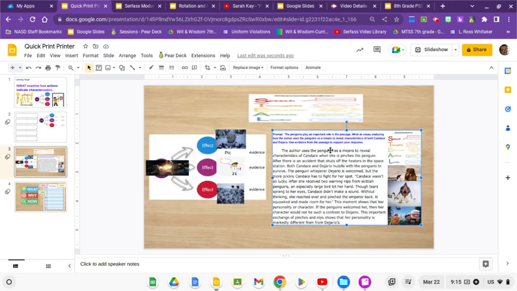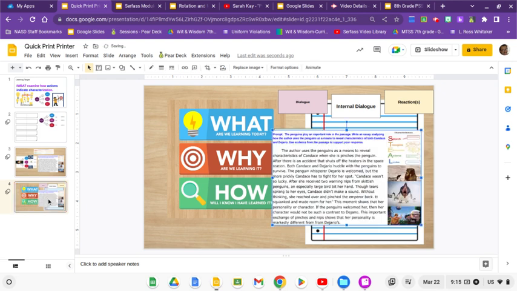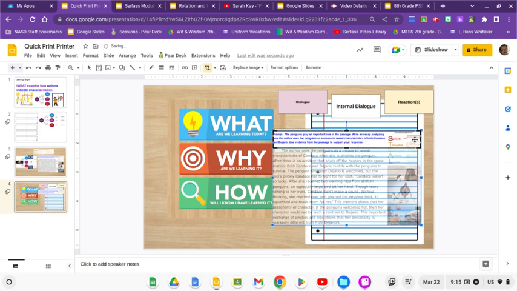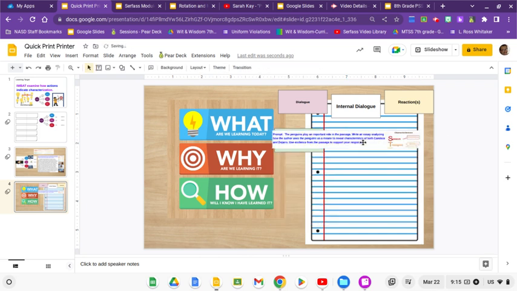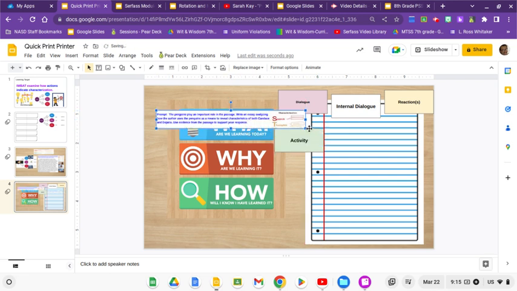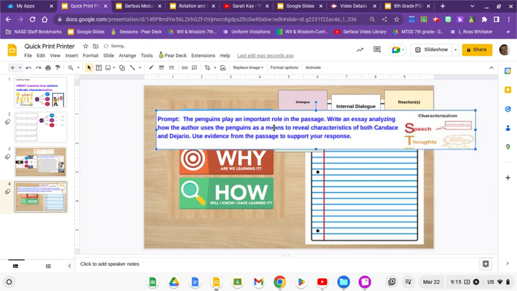Let's go over this prompt one last time. The prompt is, the penguins play an important role in the passage. Write an essay analyzing how the author uses the penguins as a means to reveal characteristics of both Candace and Dahario. Use evidence from the passage to support your response.